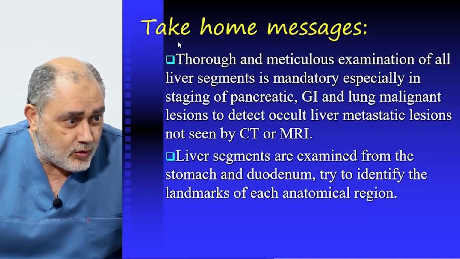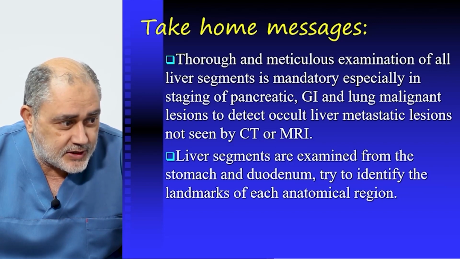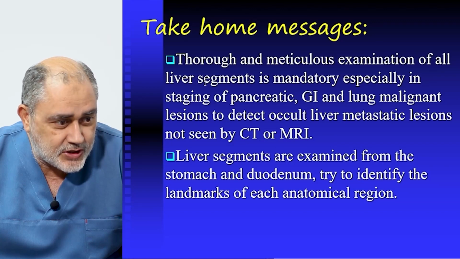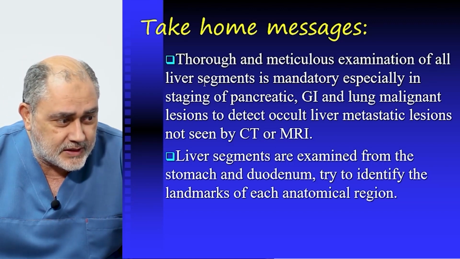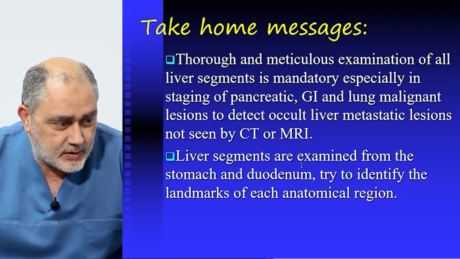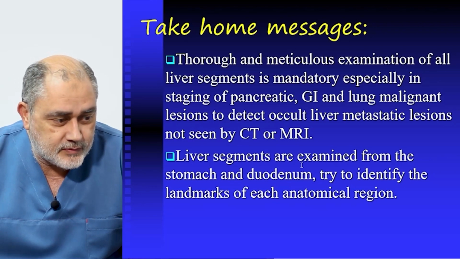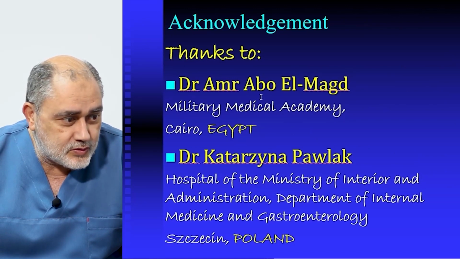So my take-home messages are: thorough and meticulous examination of all liver segments is mandatory, especially in staging of pancreatic, GI, and lung malignant lesions, to detect occult liver metastatic lesions not seen by CT or MRI. Liver segments are examined from the stomach and the duodenum, and try to identify the landmarks of each anatomical region, as I mentioned before.